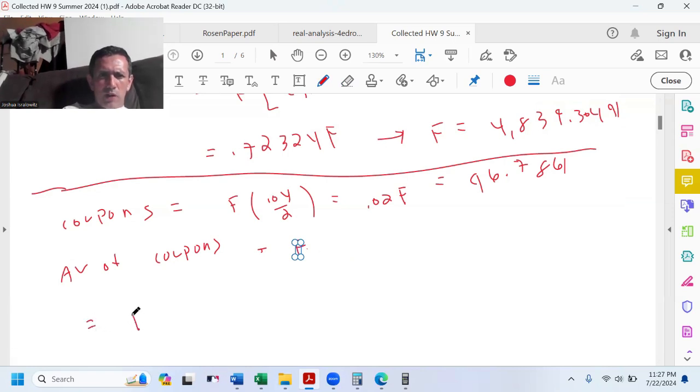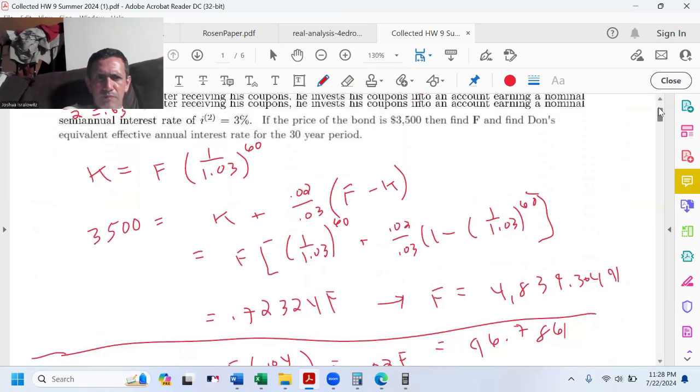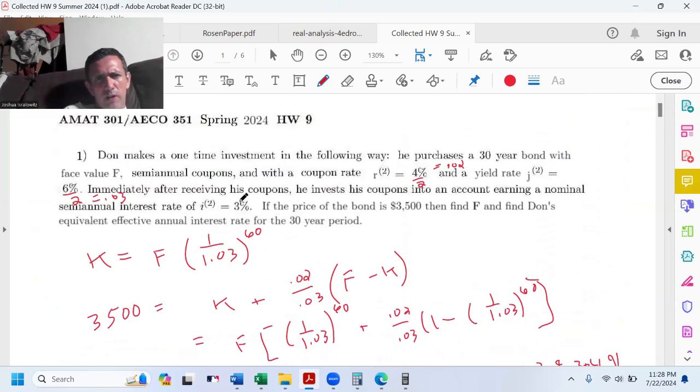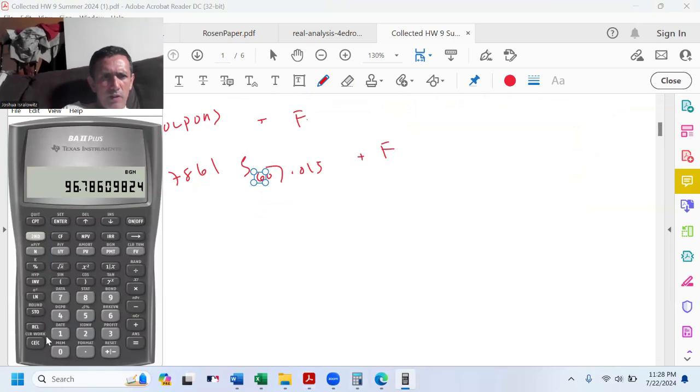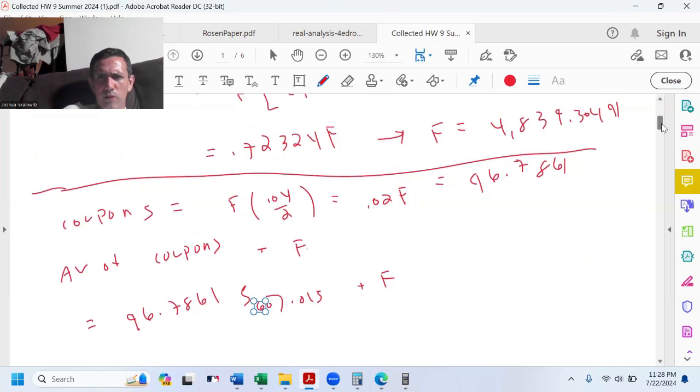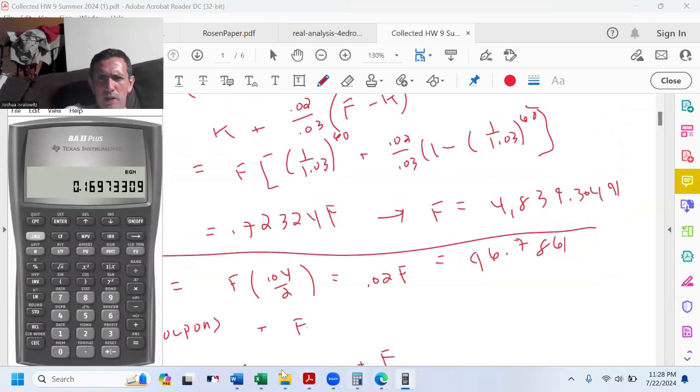So this is the 96.7861, with N of 60. Again, we're using this investment rate of 3% nominal semi-annual, so divide by 2, 0.015, plus F. Store this in the 2 spot, and I think I have, no, I did not store F, unfortunately. It was very stupid of me. That's all right.